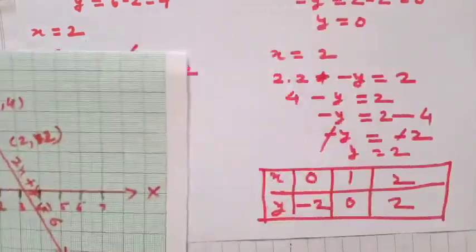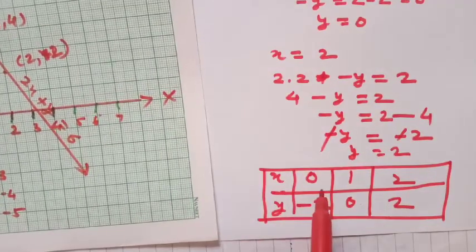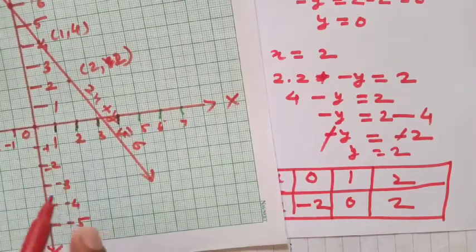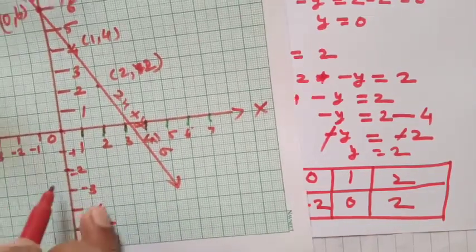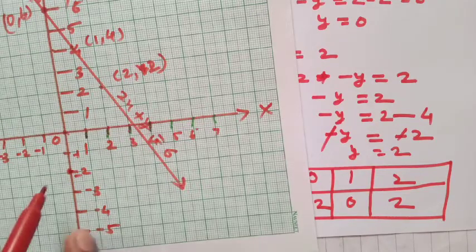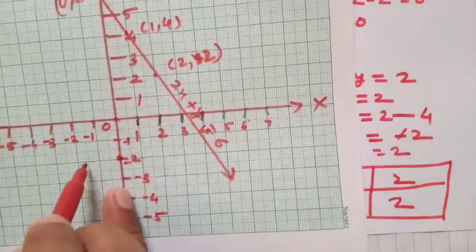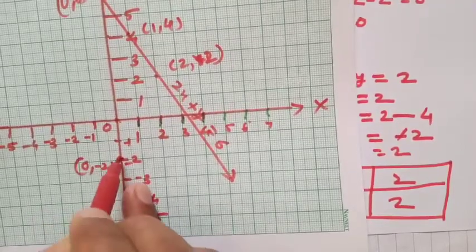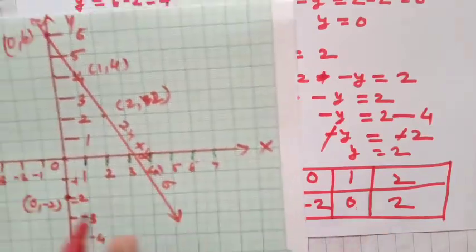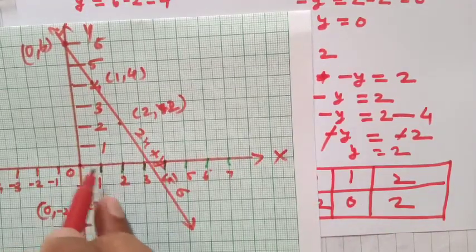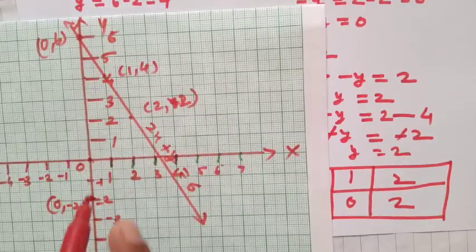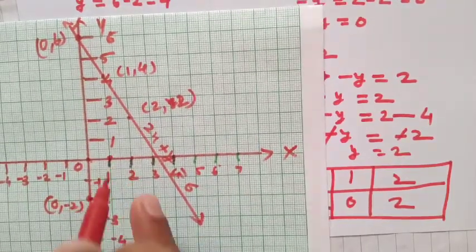Now come to the second linear equation. X is equal to 0, y is equal to minus 2. It means this point is also on the y-axis. This is the point, 0 and minus 2. Now second, x is equal to 1, y is equal to 0. So the point will be on the x-axis.